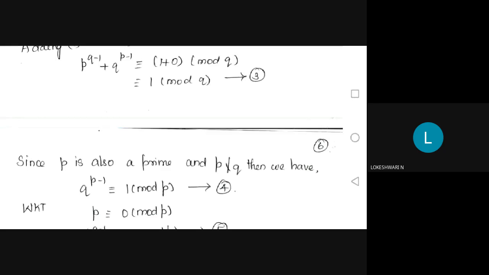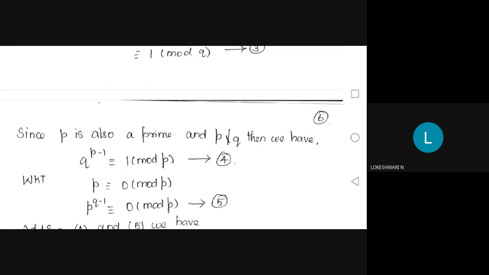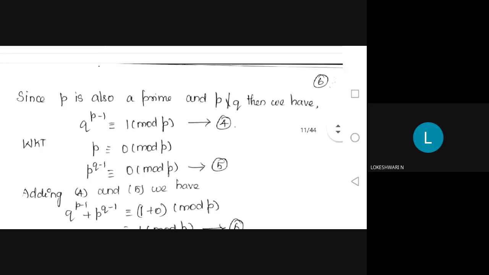In this part, we have assumed p as a prime. So obviously we can write p is congruent to 0 mod p. When p is divided by p, you get the remainder 0. Now taking the power q minus 1 on both sides, p power q minus 1 is congruent to 0 mod p, since 0 power anything is 0. That is equation 5. Now adding equation 4 and 5, you get q power p minus 1 plus p power q minus 1 is congruent to 1 mod p.